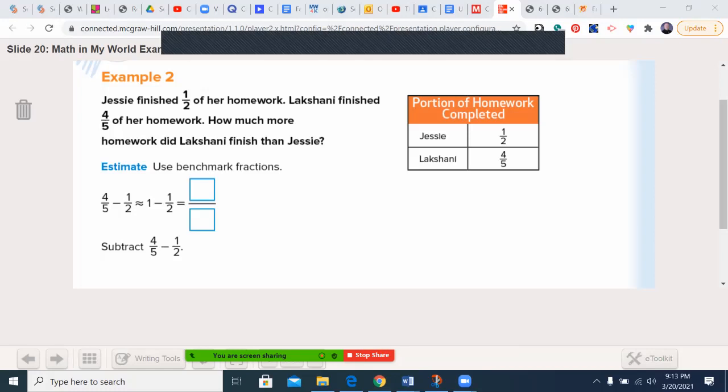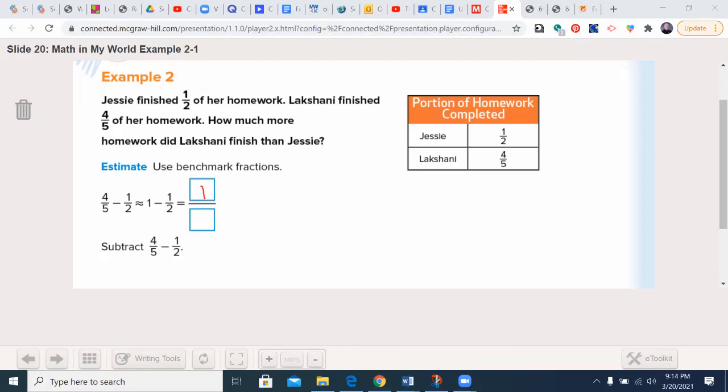First we can estimate. In all honesty, you're not going to estimate every time you do the problem. A lot of this will be a step in your head. But since it's here, let's check it out. 4/5 is closer to 1, and this is literally 1/2. So my 1 minus 1/2 is 1/2. So our answer should, in fact, end up being close to a half. Make sure you've written that in on that first step. And then we're going to subtract 4/5 minus 1/2.